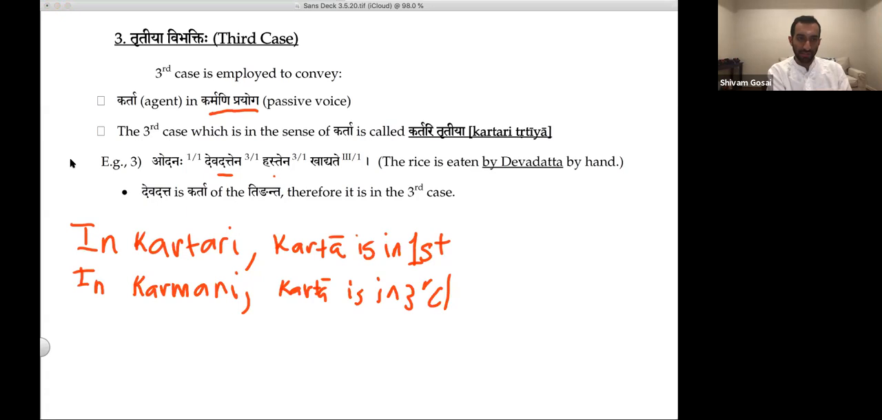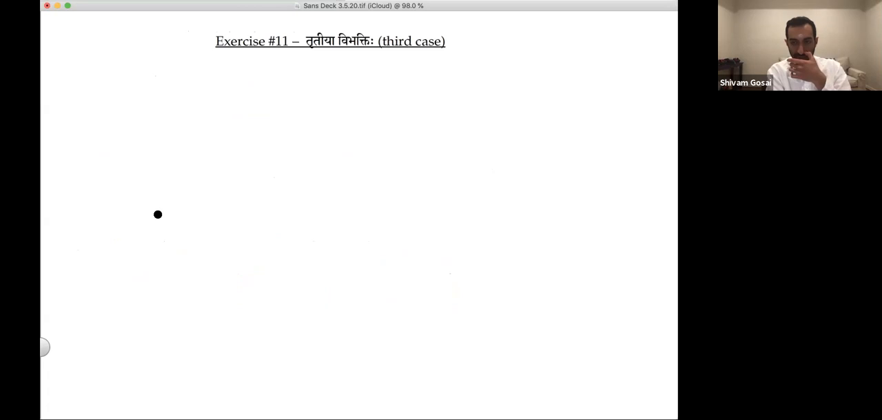Okay, let's do an example together, or we can look at an example in the back of the book. So exercise 11 in the back of the book, you can see, or you can just follow along with what's on screen, because I just have that first example. It says, Ramaha hastena ghatam sprishati. So this is just an example, and then we'll do one with kartari also. This is just a karane example.